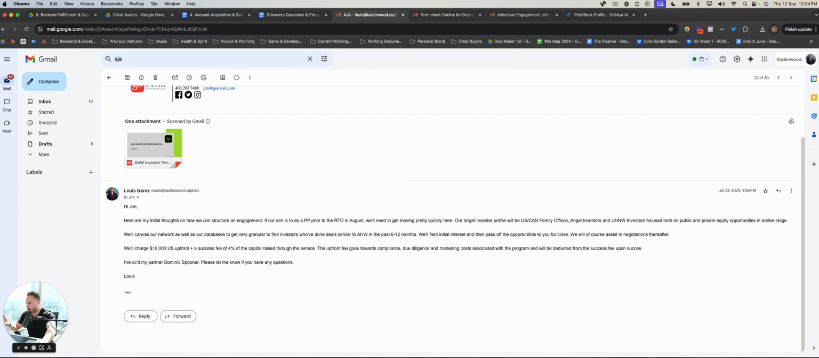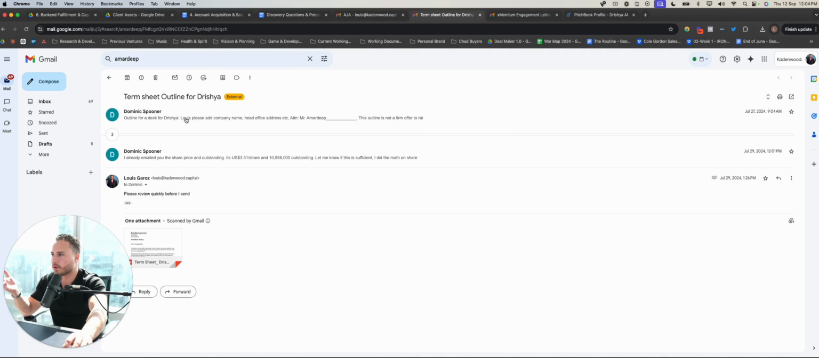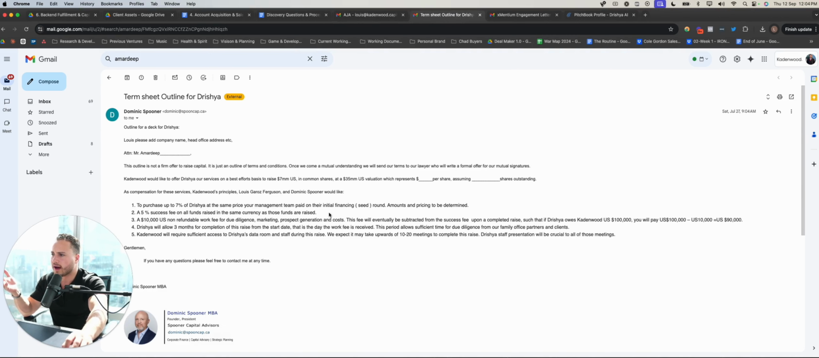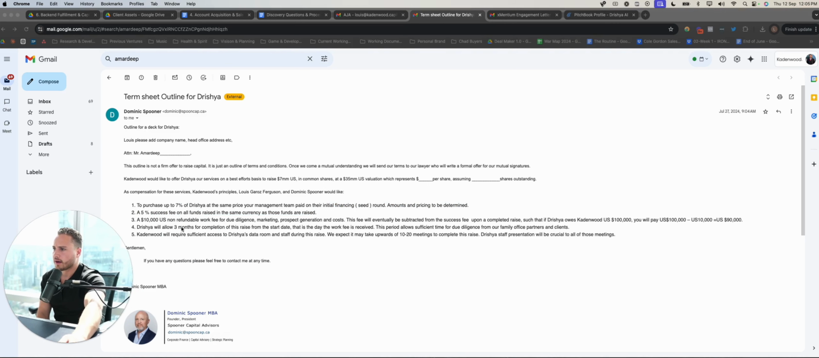You can take a look here. You can use this. Here's another example. This was the one that we did for Drishya, right? So 7% in warrants at the seed price, right? So not what the price of the financing was, but what the management team bought their stock at, which means, well, when we end up doing this, because we're still in the midst of this raise, but we'll own 7% of the company for like 50 grand, right? Because we're going to buy it at this seed financing round. 5% success fee, 10% work fee, 3-month engagement.